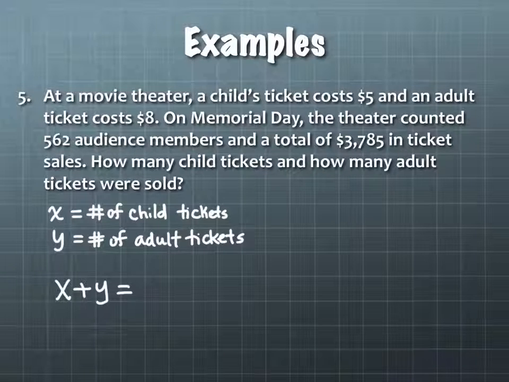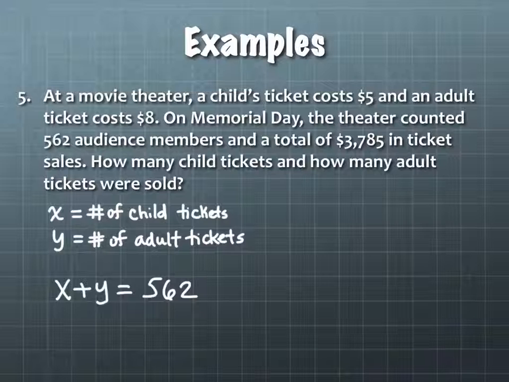Agree. x plus y equals 562. Does everybody understand where that equation came from? Okay, great. That's the straightforward question because we're talking about numbers of tickets compared to the numbers of tickets. The other equation has to do with money. It says that a child ticket is $5, adult ticket is $8, and the total profit, or revenue rather, of all of our tickets is $3,785.